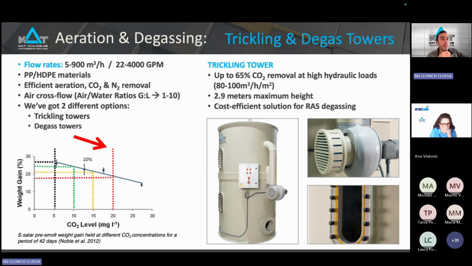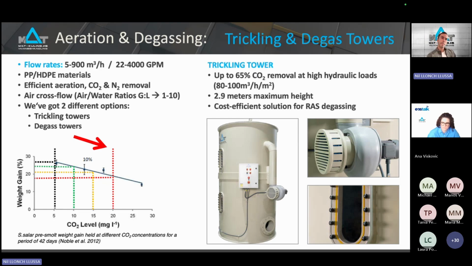I just want to highlight very quickly, because I see that we're running out of time, that this plot here shows percentage of weight gain at different concentrations of CO2 in your system. I just want to show that the lower you keep your CO2, the higher growth coefficient you will have in your fish.